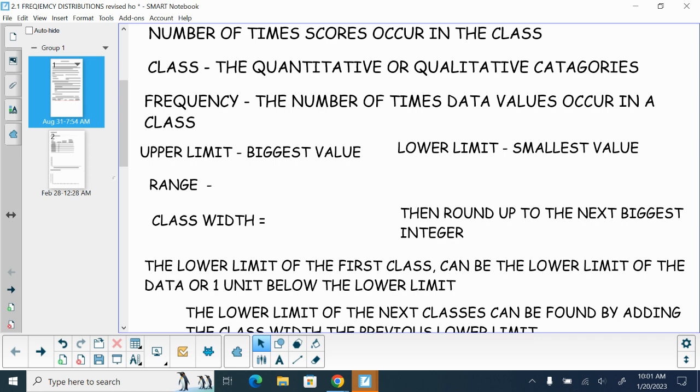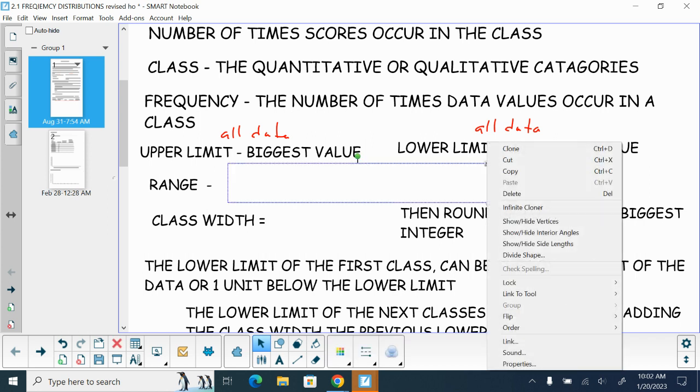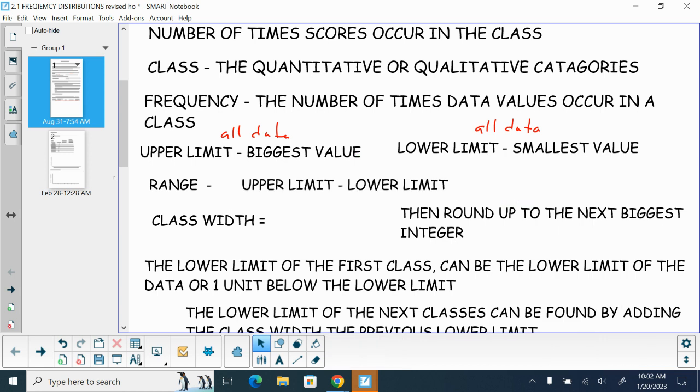Biggest value, smallest value. We have the range. And this is over all your data values. What's your biggest value and what's your smallest value for all the data values? We have the range of values. It's your upper limit minus your lower limit. That's your range of values.